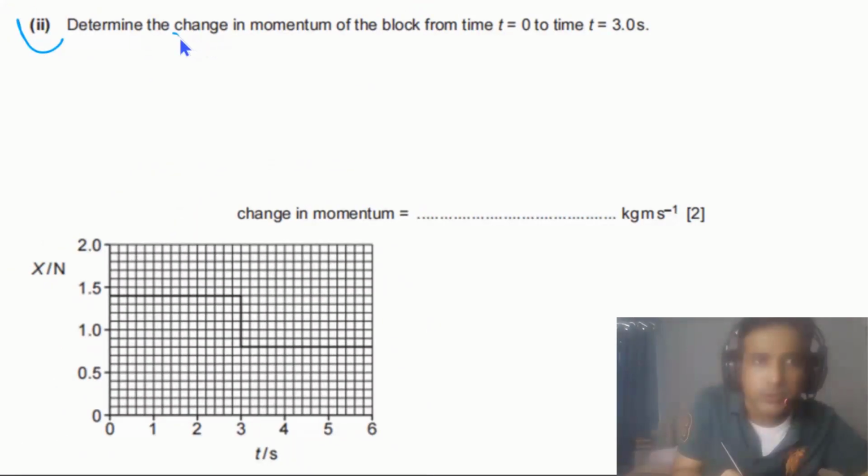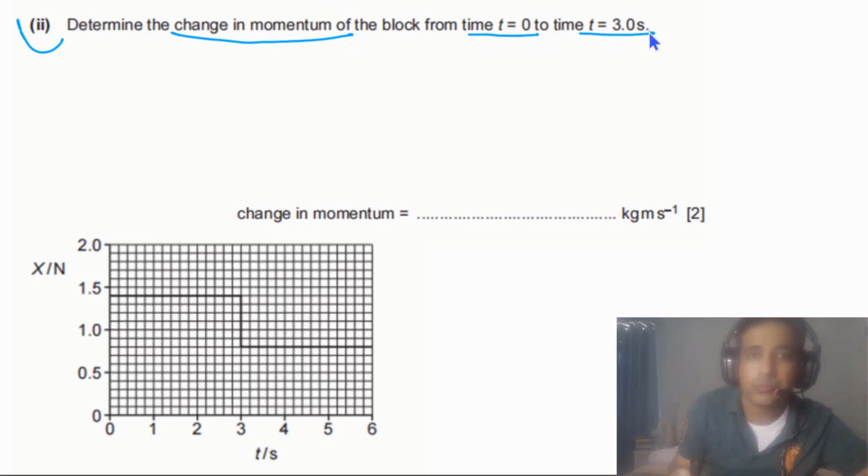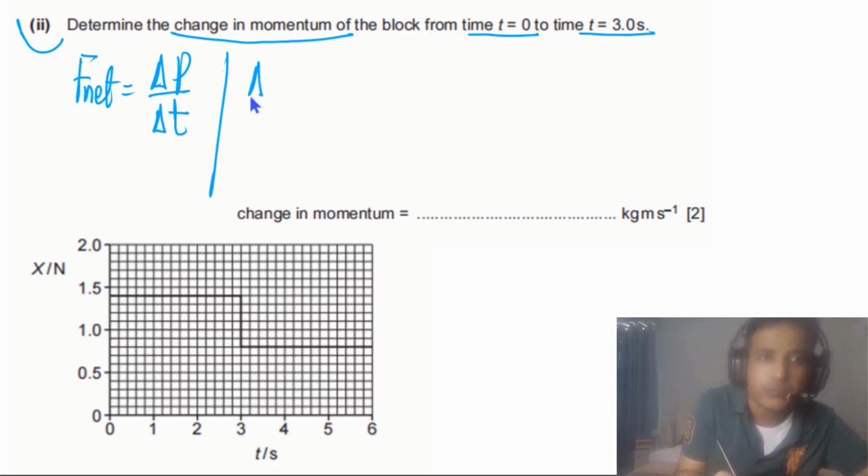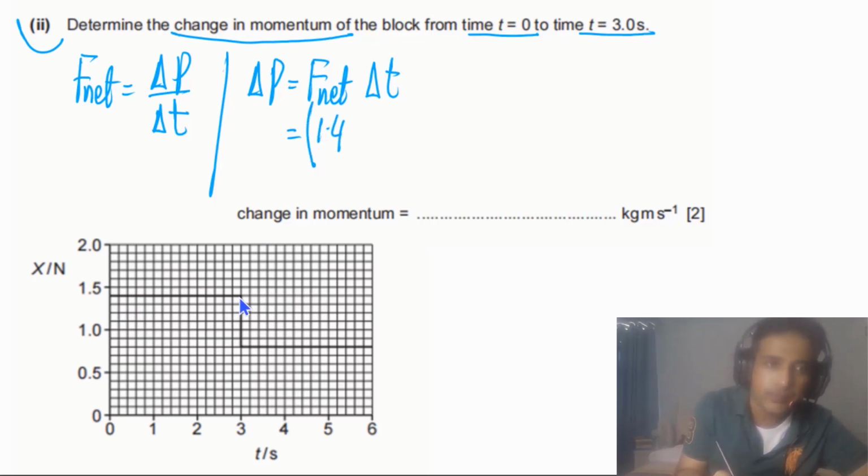For the second part, we need to determine the change in momentum of the block from time t equals 0 to t equals 3.0 seconds. And we understand that net force is equal to rate of change of momentum. So the change in momentum is equal to F net times delta t. If you look at this given graph, we can find the applied force from here. Applied force is equal to 1.4 newtons until 3 seconds, meaning up to this point the force applied is 1.4 newtons.